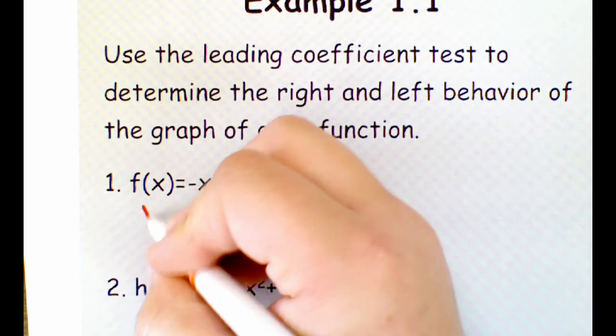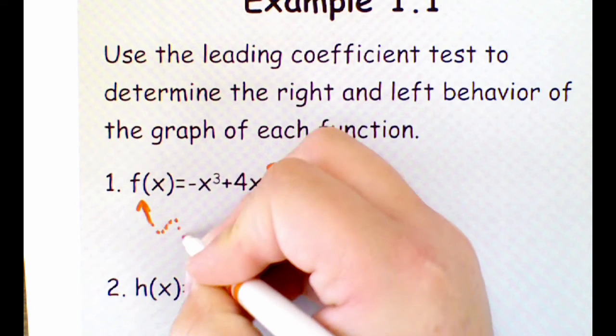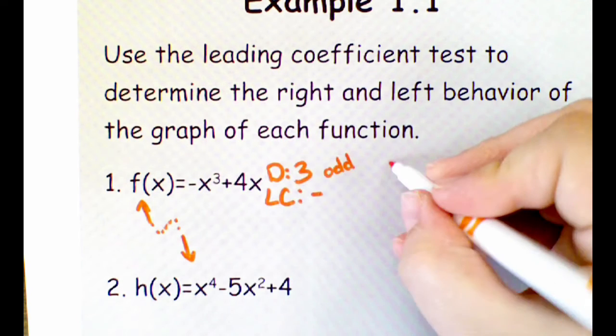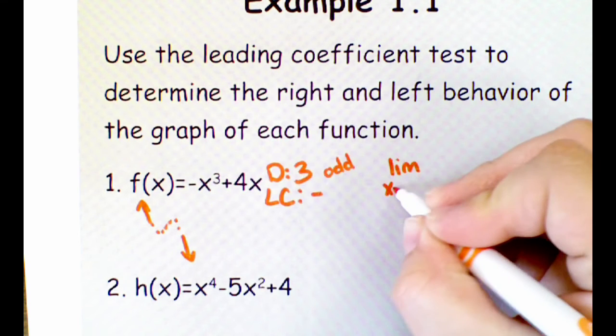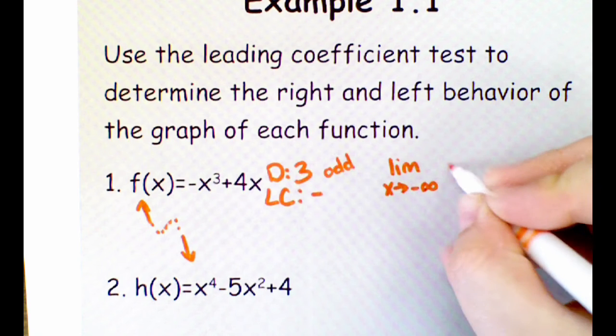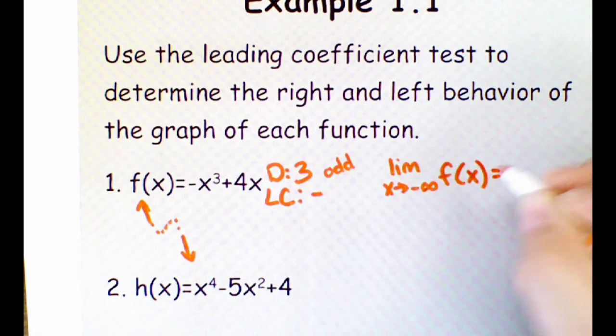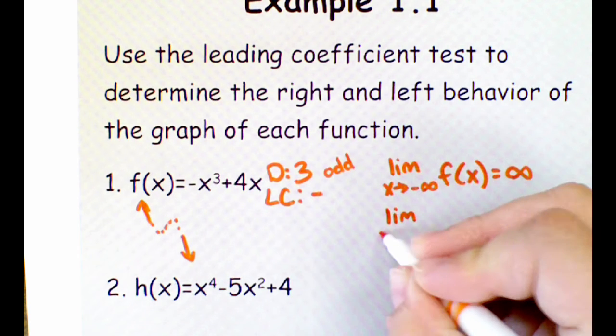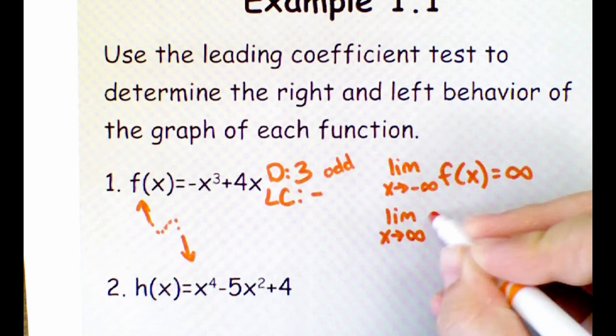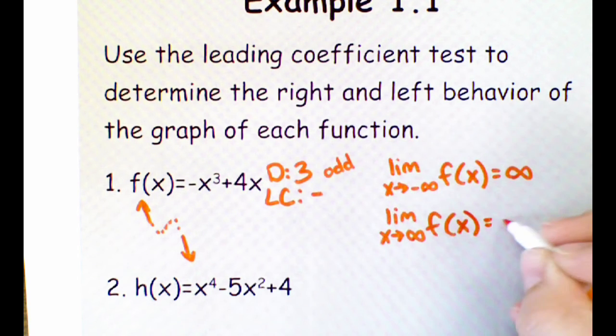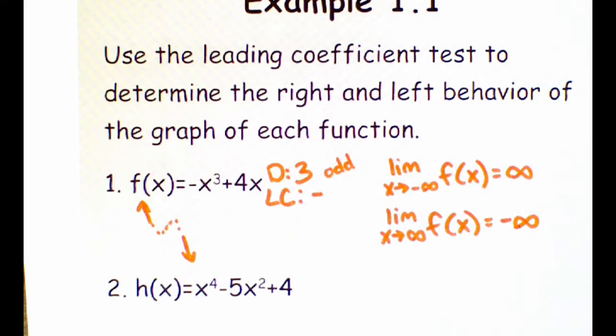That means the left side goes up, does something, and the right side goes down. So we say the limit as x approaches negative infinity of our function is up, so it's positive infinity. And the limit as x approaches positive infinity of our function goes down, so it's negative infinity.